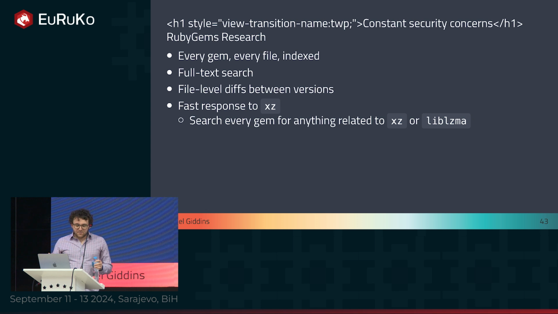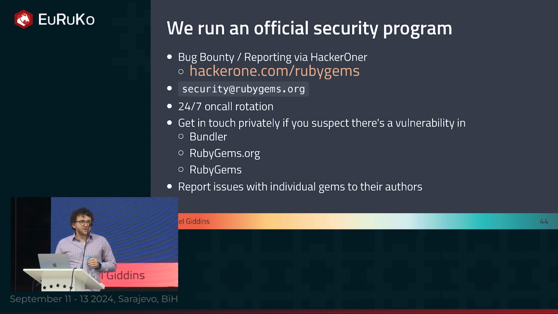We're running out of time. I'm sorry, I'm going to skip over some of the stuff that I've been working on. There's a cool project called RubyGems Research. Ask me about it. And I'll tell you that we run an official security program.